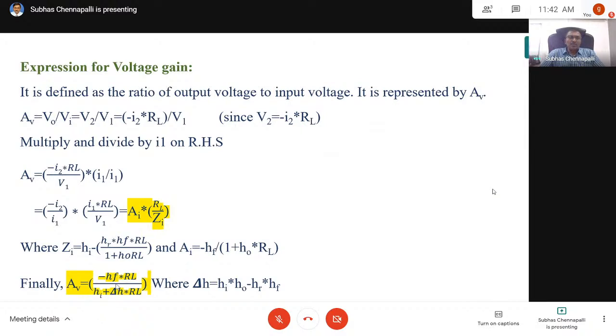AV is equal to minus hf times RL by this one, where this is delta h, or hi times ho minus hr times hf. It is actually a constant without any units, so this is in ohms, mhos. Sometimes, if you write this out, it looks too big here, so that's why just a symbol is used.